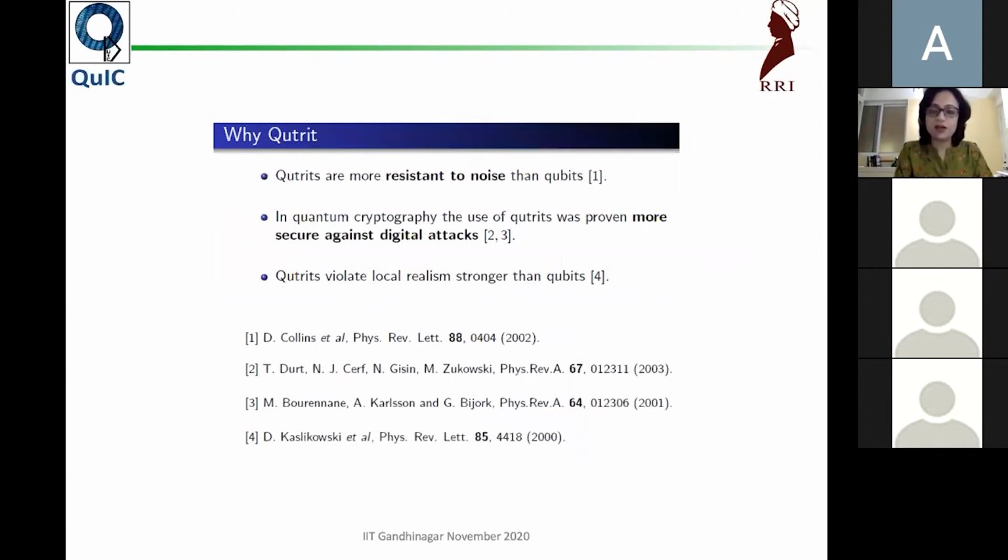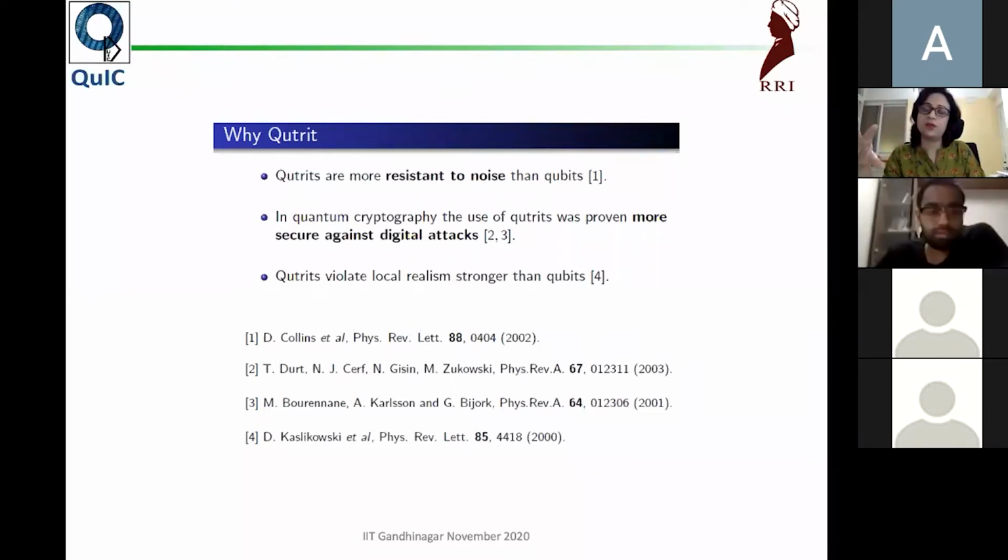And so regarding the qutrit, as I mentioned, of course, the quantum computing advantage is what I was talking about, but qutrits are also known to be more resistant to noise than qubits. In quantum cryptography, the use of qutrits was proven to be more secure against digital attacks. And for people among us who like to understand better the fundamental aspects, qutrits are known to violate local realism more strongly than qubits as well. And so there's a lot of research which has happened in the theoretical domain using higher dimensions, but not as much in parallel in the experimental, actual practical domain.